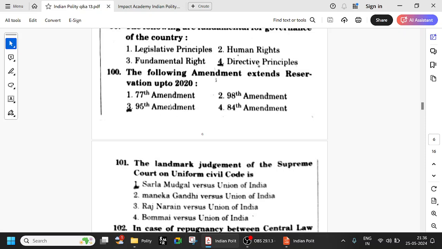95th, okay, 95th amendment is extending reservation up to 2020. So now they may not ask 95th, they will ask 104. Okay, 95 is equal to 104. 104 is extending reservation up to how much? 2030.